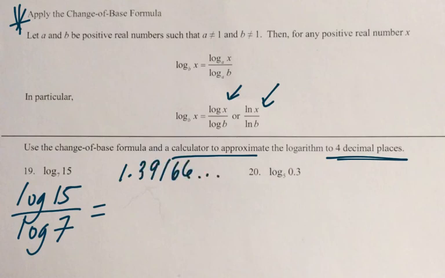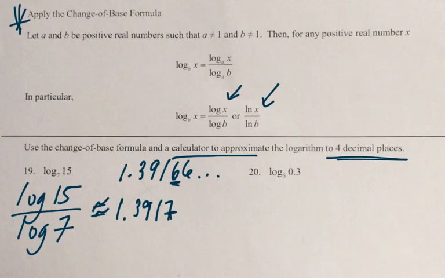1.39166, etc. But they told me to round to the nearest fourth decimal place, which is my 10,000ths. So that's going to be approximately 1.3917. That rounds up. Please make sure that you're rounding properly. If you keep getting something wrong on your homework, it might be the rounding.